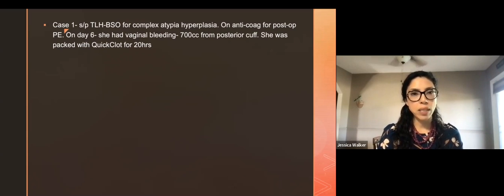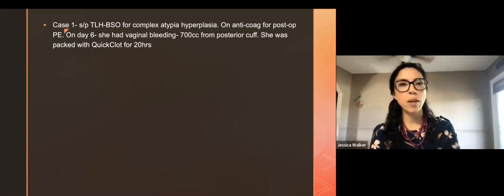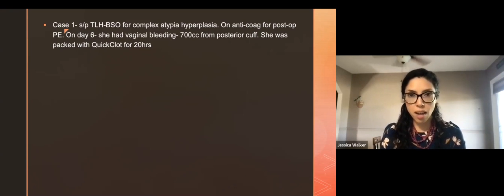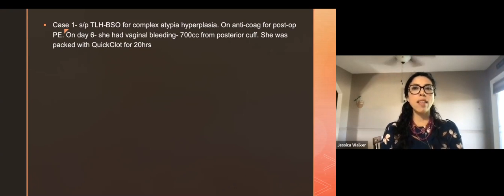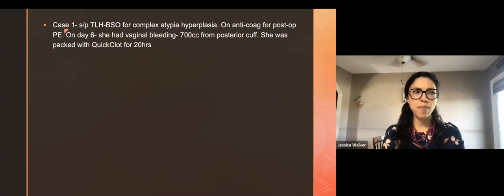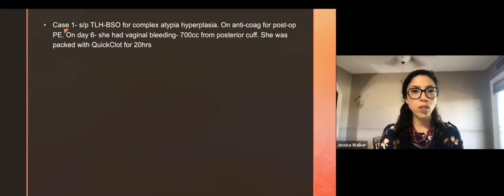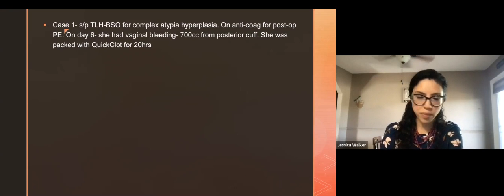The first one was a TLH for complex atypical hyperplasia. This patient apparently was readmitted with a PE. They restarted her on anticoagulation. And then on day six, she came in basically hemorrhaging from the posterior cuff. They initially packed her with plain gauze, and it was not helping. She was soaking them. So they packed her with QuikClot for 20 hours. At 20 hours, they removed it, and lo and behold, it stopped bleeding.